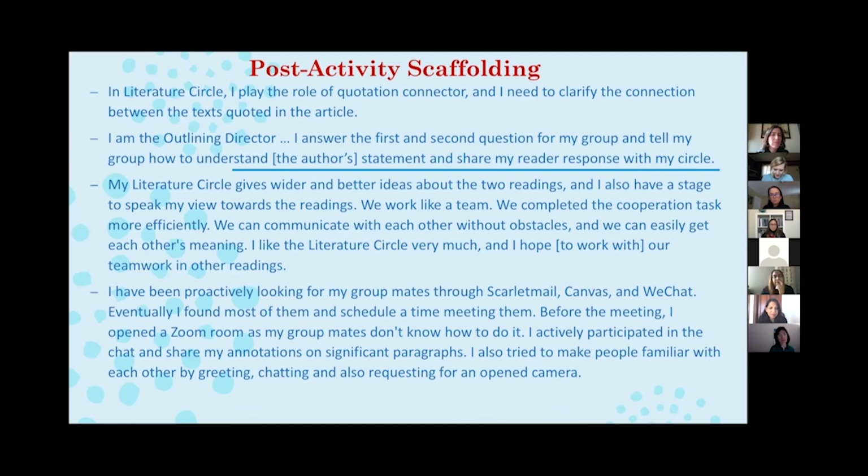The last one, interestingly, I even had goosebumps when I read this message, because while the students are working as a group, it's a collective effort, but their individual leadership is also developed in this process. Now look at these efforts here: I've been proactively looking for my group mates through Scarlet Mail, Canvas, WeChat, the cross-cultural apps online. So this student has been using these in this whole process.